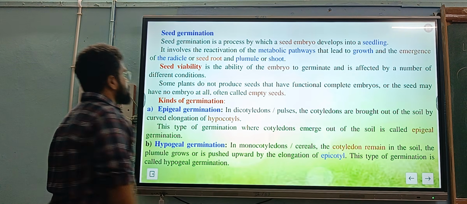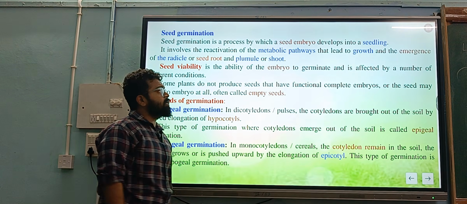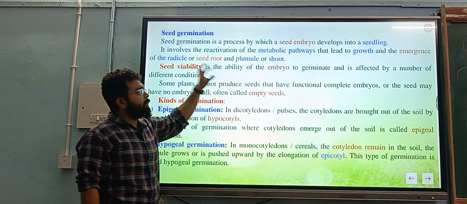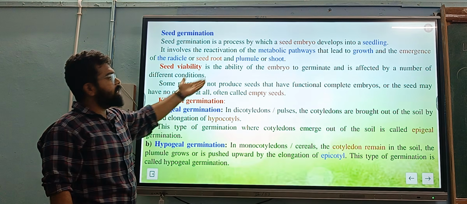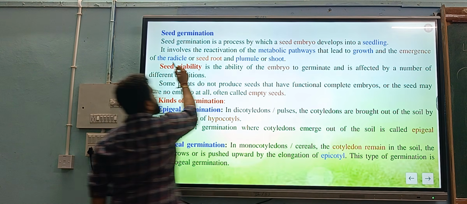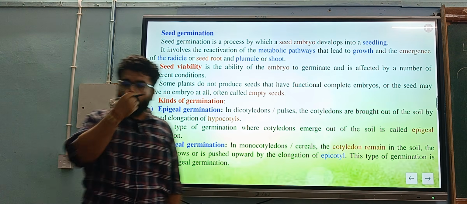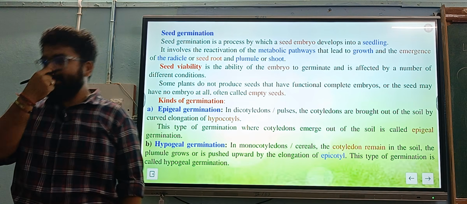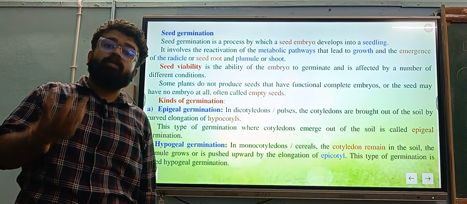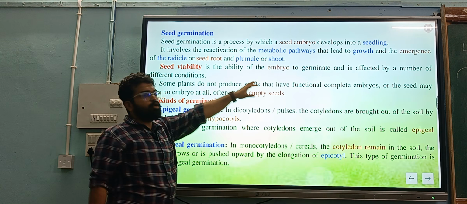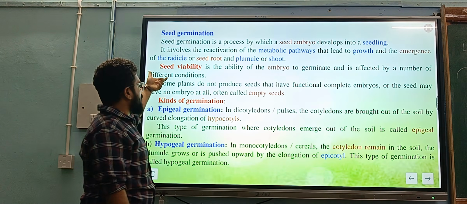Seed germination is a process by which a seed embryo develops into the seedling. It involves reactions of metabolic pathways that lead to the growth and emergence of a radicle, the seed root, and a plumule or a shoot. The next is seed viability. What is viability? It is the ability of a seed to germinate. We call it viability. That is, the embryo's ability to germinate, we call it viability.